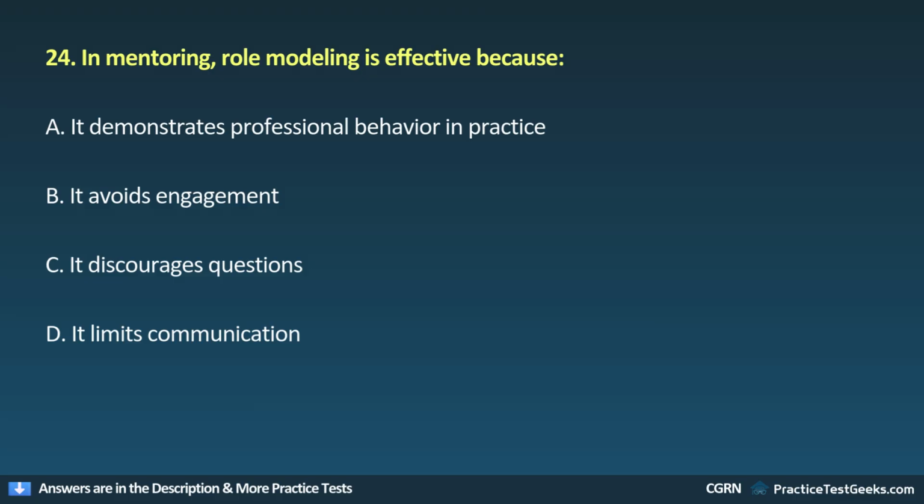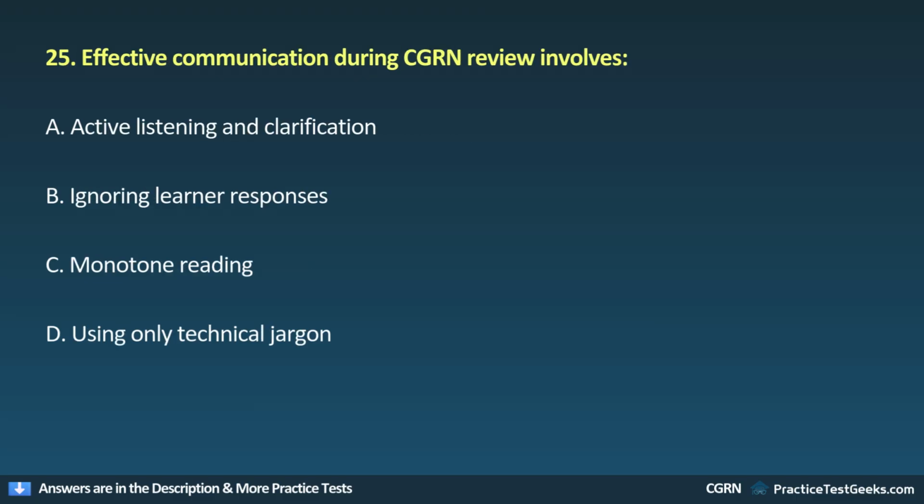24. In mentoring, role modeling is effective because A. It demonstrates professional behavior in practice. B. It avoids engagement. C. It discourages questions. D. It limits communication.